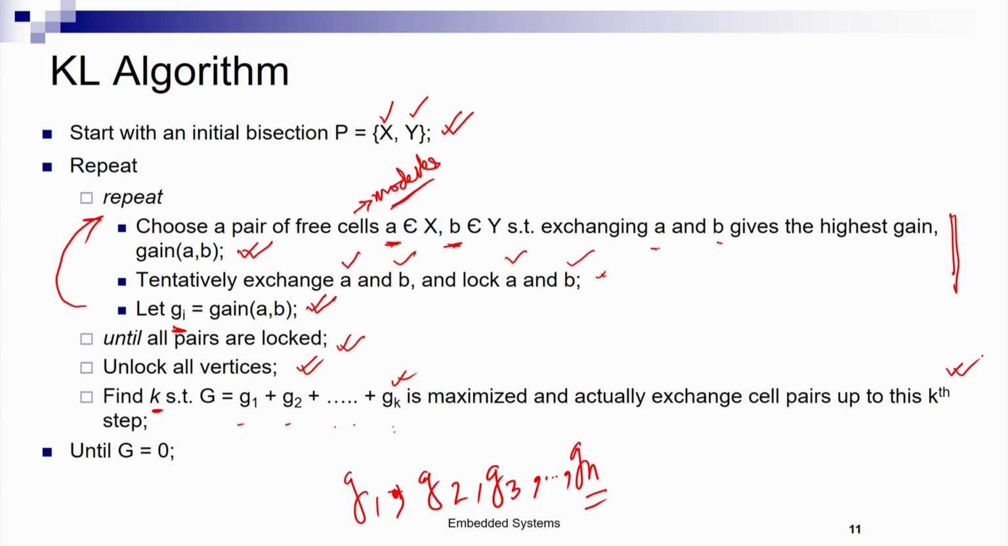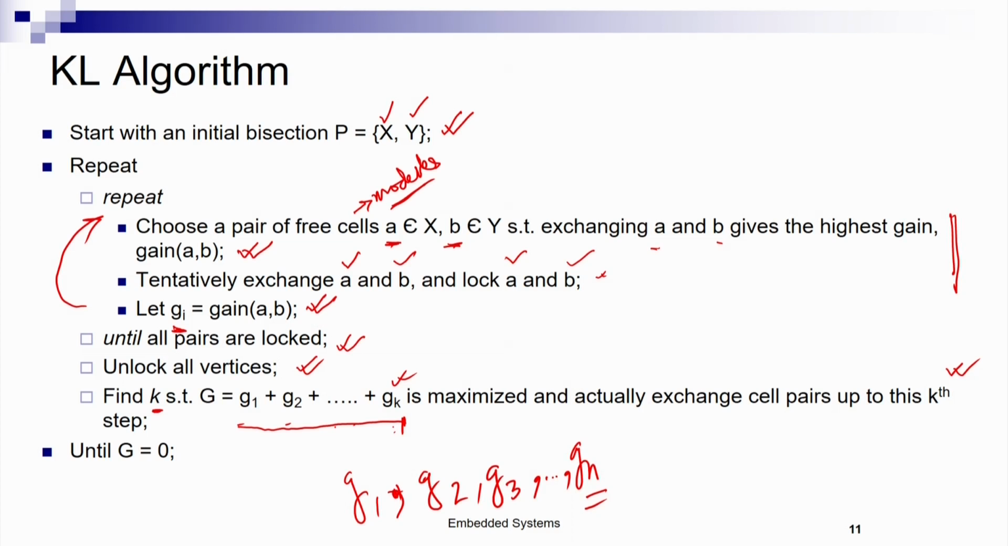So, we said that these n pairs of exchanges were actually tentative, we do not actually exchange all of them. But how many pairs do we actually exchange? We find some k and we go on exchanging pairs from G 1 up to G k, because if we take after G k, if we include G k plus 1, G k plus 2, it only reduces the gain. The gain is highest when I have G 1 plus G 2 up to G k.